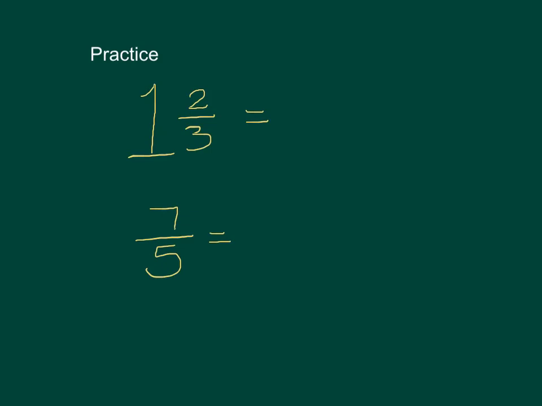Now it's your turn to practice. First, change the mixed number 1 2/3 into an improper fraction. Then, change the improper fraction 7/5 into a mixed number. Check your work on the next slide.